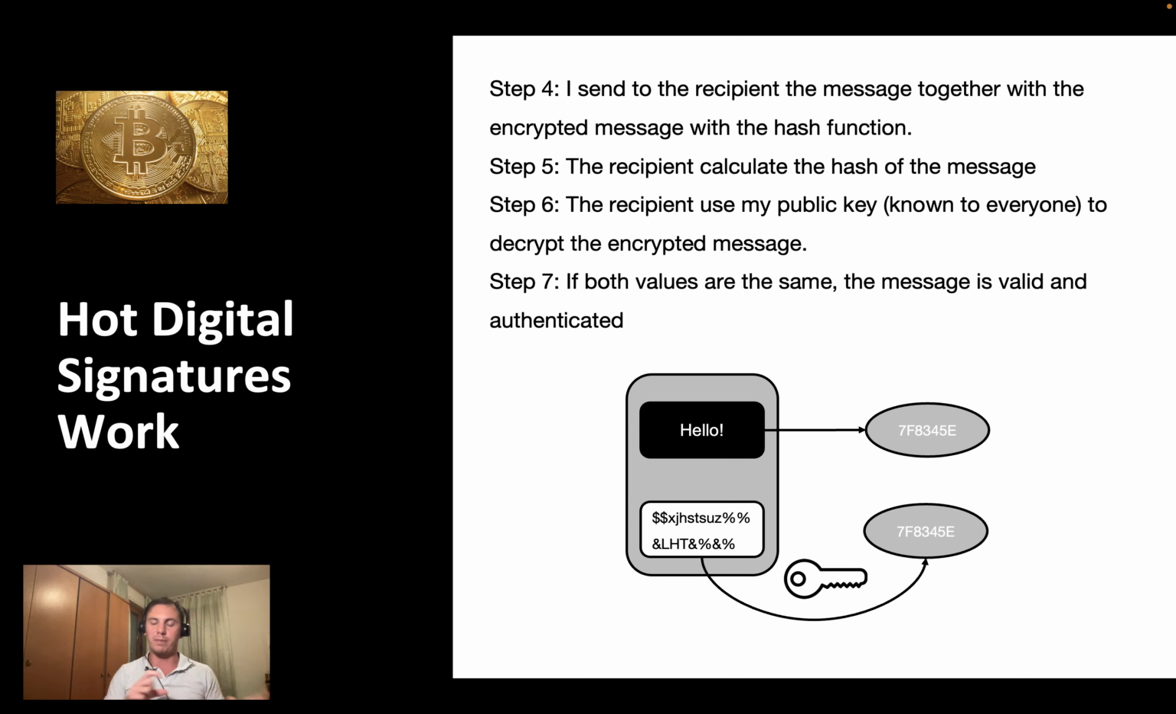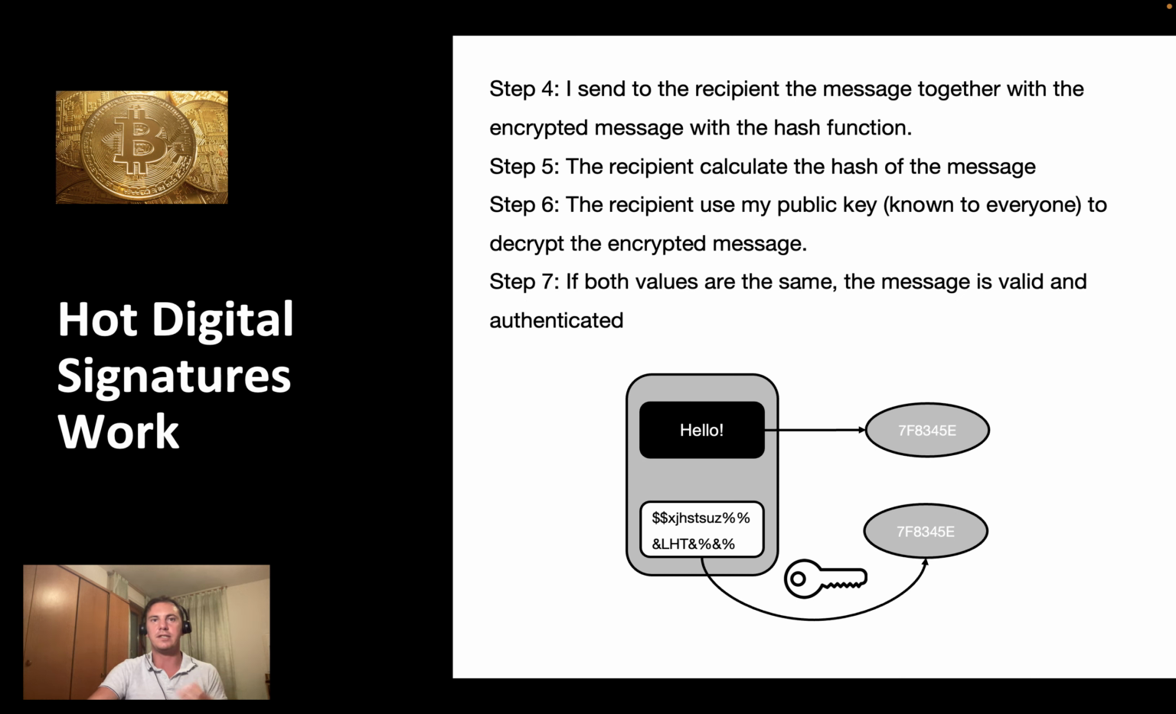We saw in one of the previous lectures that the private key and public key are linked together, and you can use the private key to encrypt and the public key to decrypt, or the public key to encrypt and the private key to decrypt. So it means that if both hash numbers are the same, the message can have been written only by someone who owns the private key.